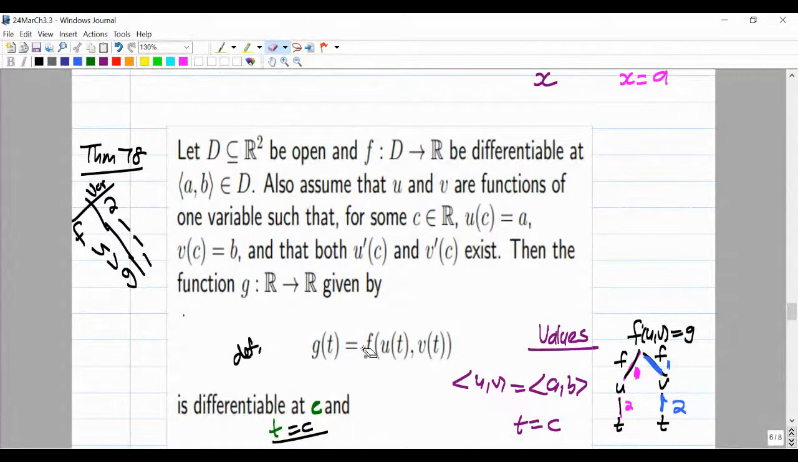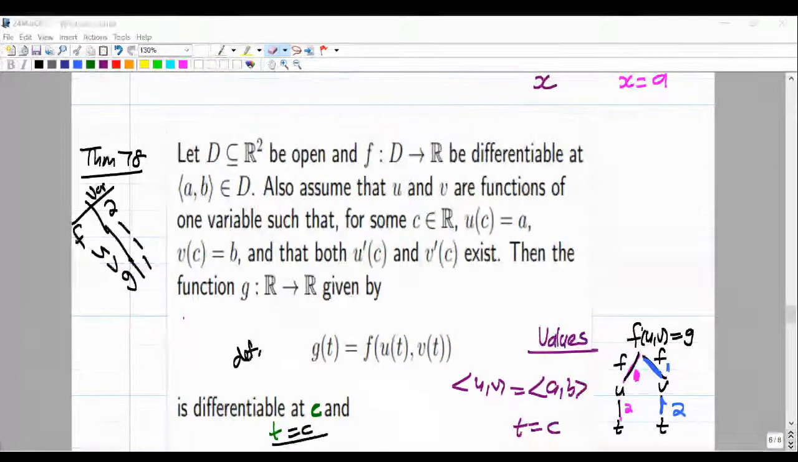Can I get a yes that you see what is going on here? You have three functions. f, which is a function of two variables; u, which is a function of one variable; and v, which is a function of one variable. And now we define g to be a function of one variable in this manner.